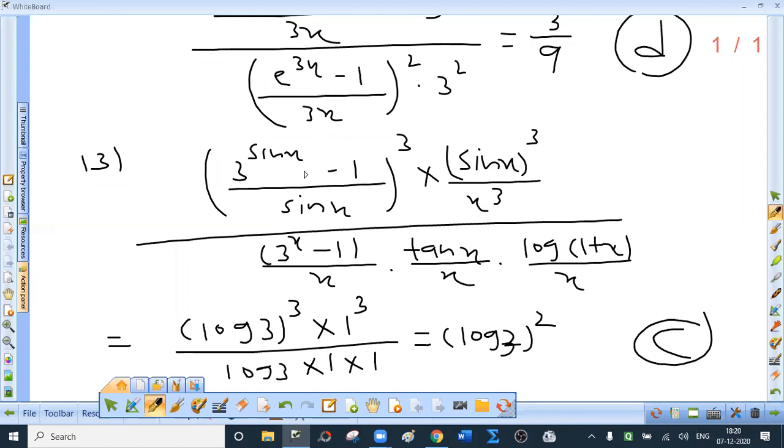Now this is standard limit, log 3. So log 3 cube. Please do not write this as 3 log 3. No. 3 log 3 is log of 3 cube. This is not log of 3 cube. This is cube of log 3 into 1 cube. In the denominator, x cube is to be written as x into x into x. Each one gets 1x. So this is log 3. This is 1. Standard limit for solving MCQ. Its value is 1. Now log 3 cube upon log 3 is square of log 3, which is given in option C.